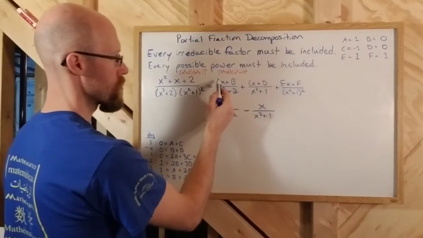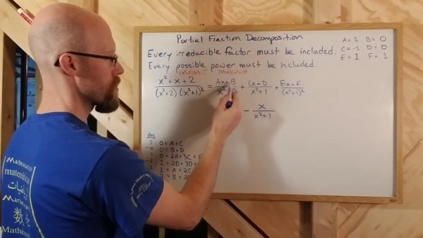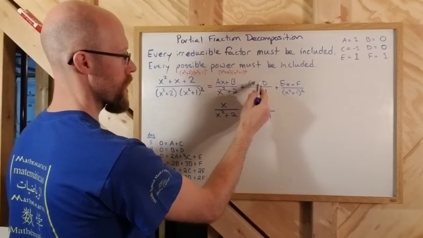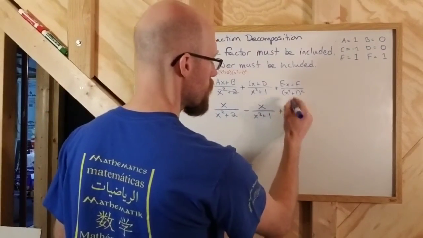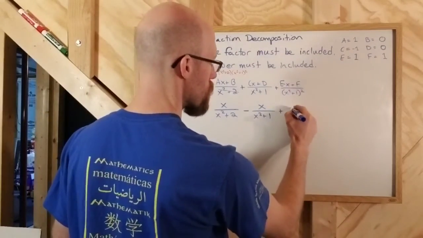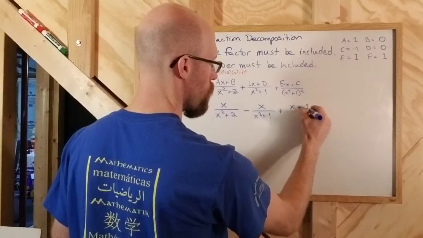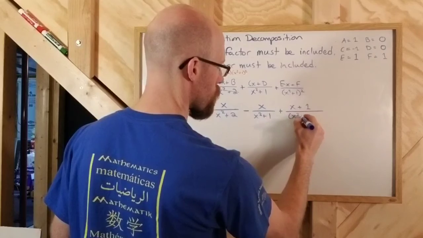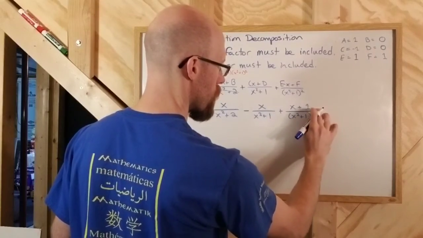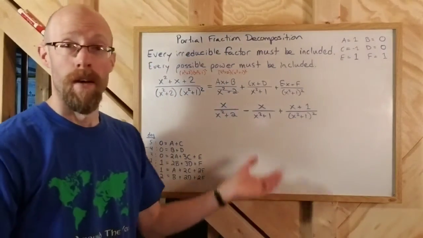Right, so just to refresh, this is 1x plus 0. This is minus x plus 0, which I have there. And then the E and F are both 1s, so that's x plus 1 over x squared plus 1 squared. Okay. And there we have it.